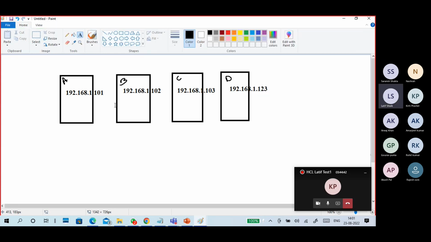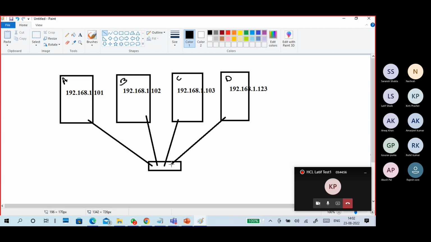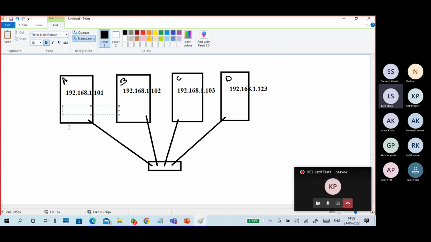Anything can be an IP address, right? This is the IP address. So they will communicate with each other by using these IP addresses only. These PCs communicate with these IP addresses only. But every PC also has an internal address for itself, like this.